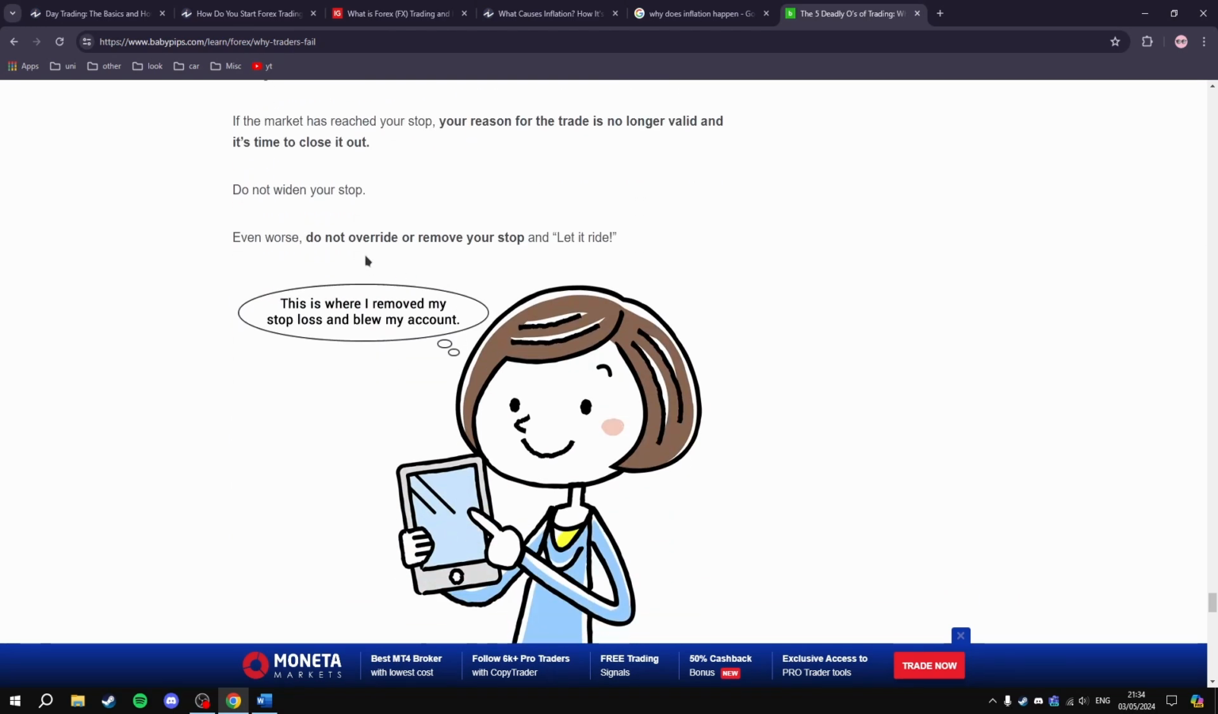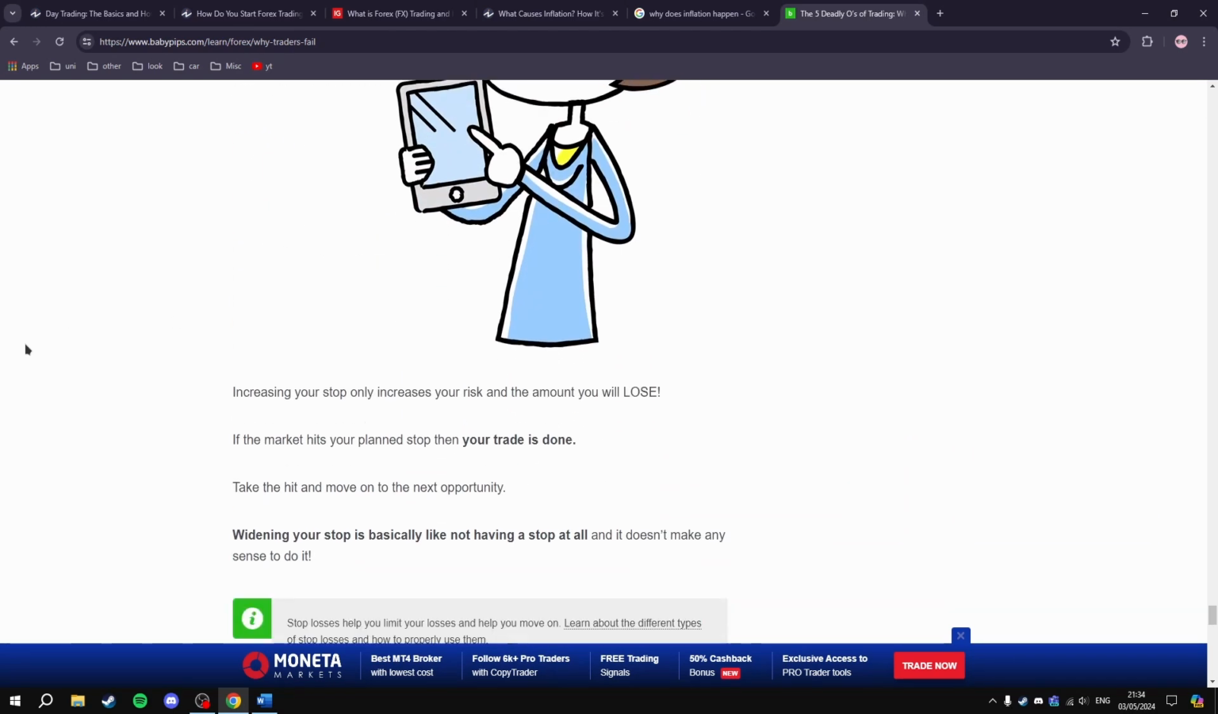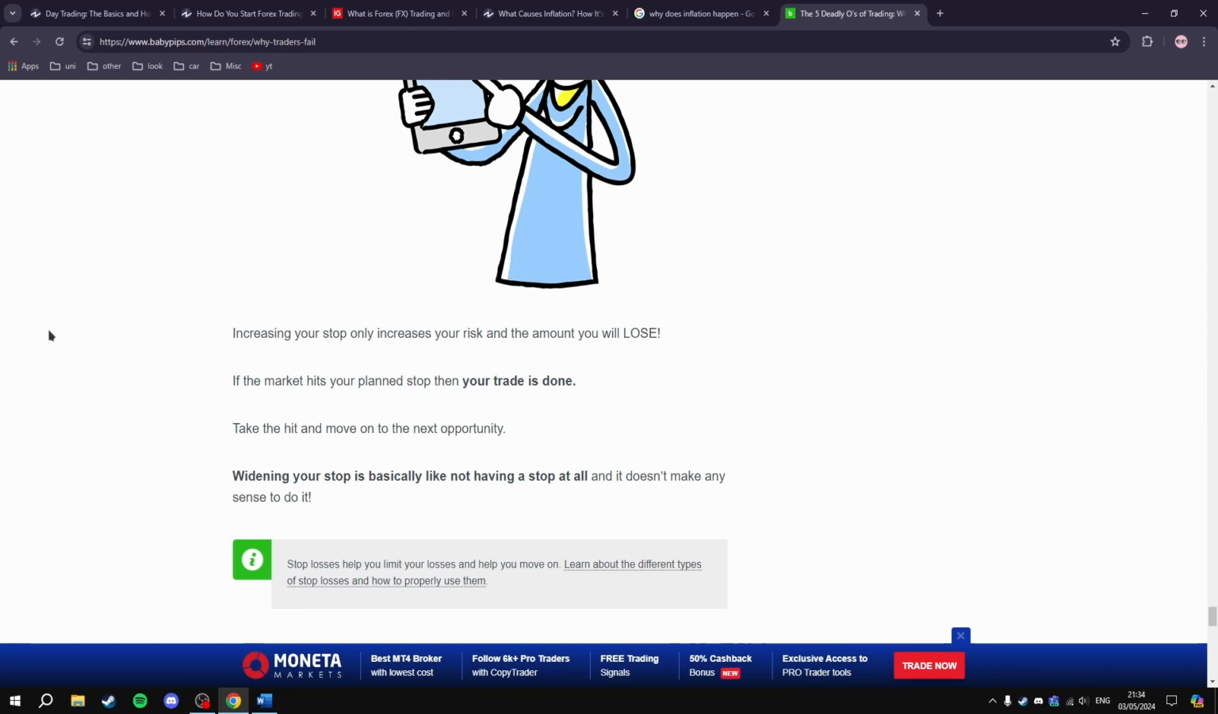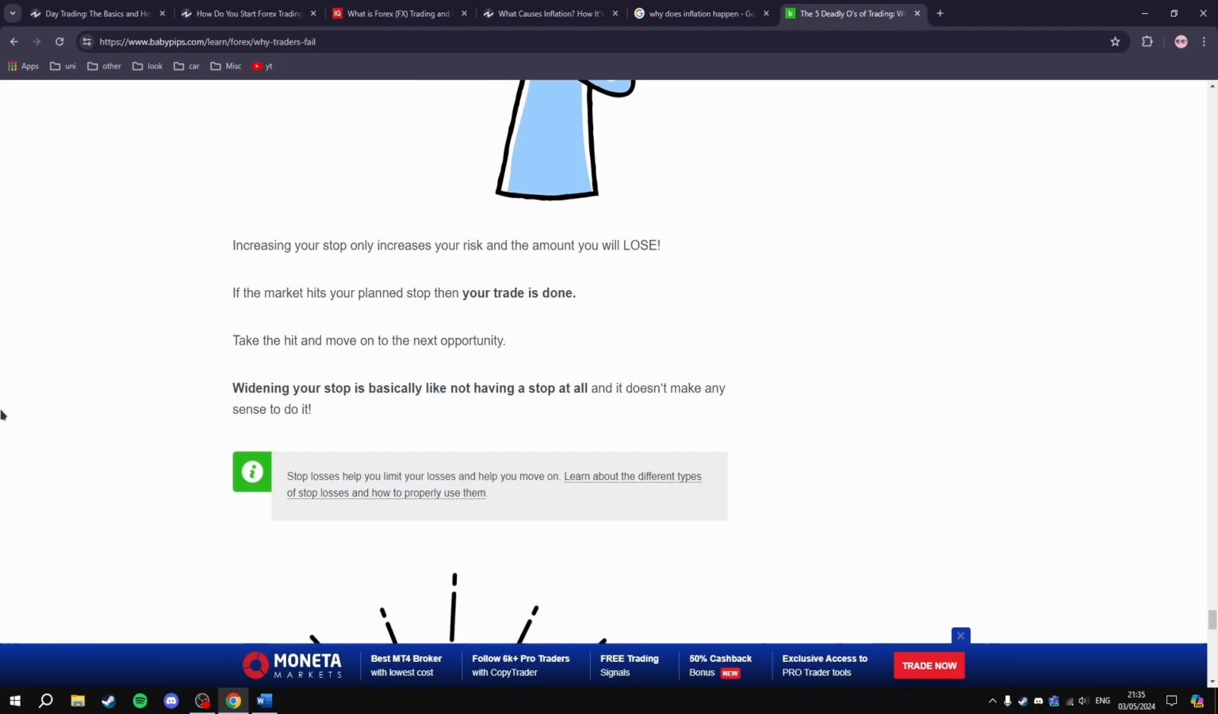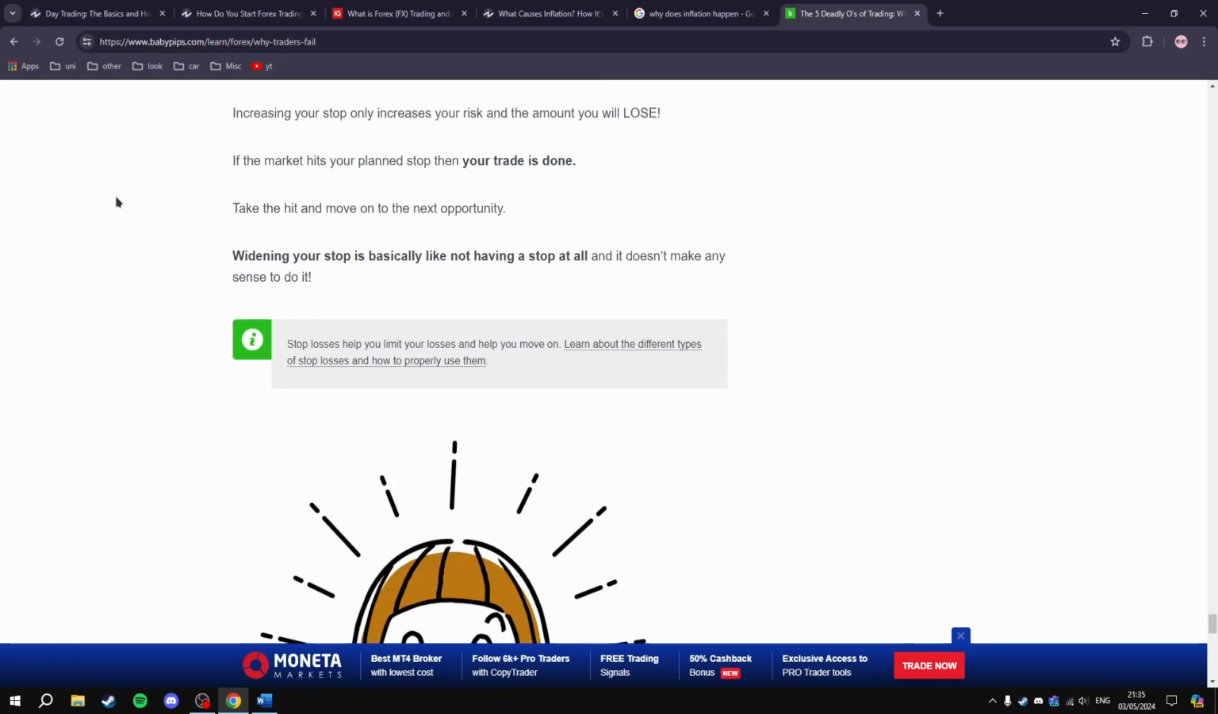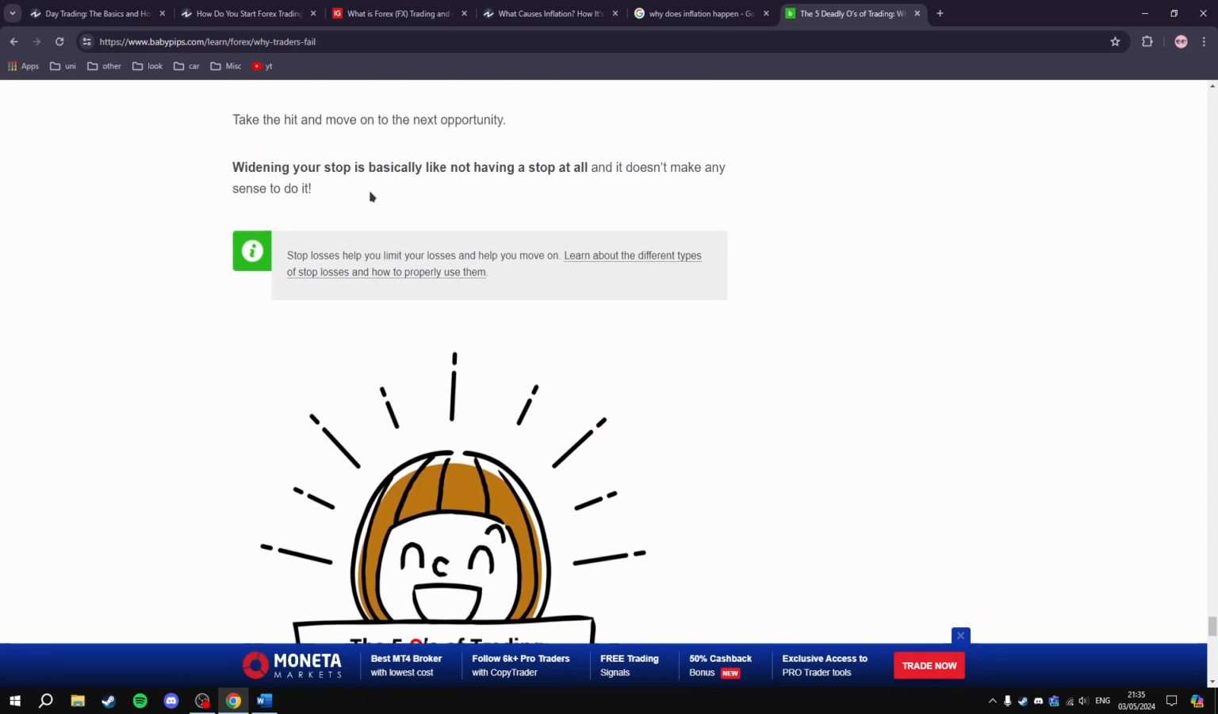So yeah, do not override or remove your stop and let it ride, hoping that the price is going to go in your direction and you might make a profit instead. But no, just close out your trade. If the market hits your planned stop, then your trade is done. Donezo, over. Widening a stop is basically like not having a stop at all and doesn't make any sense to do.